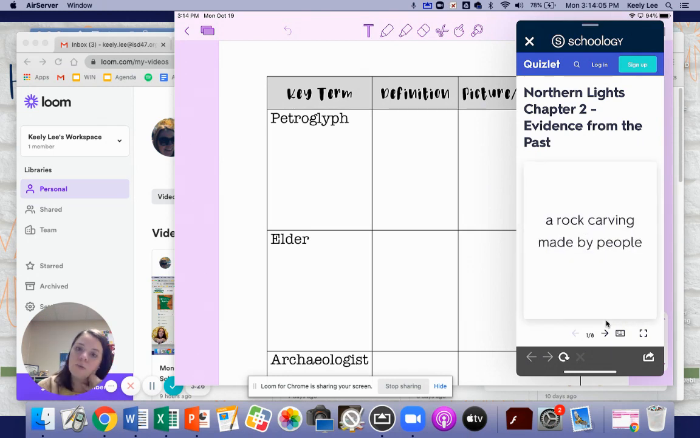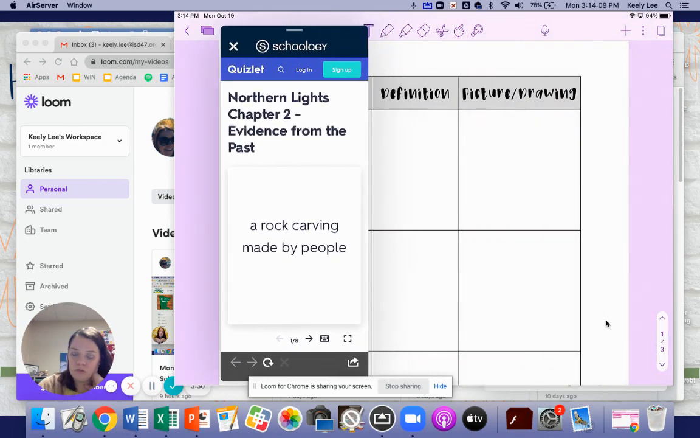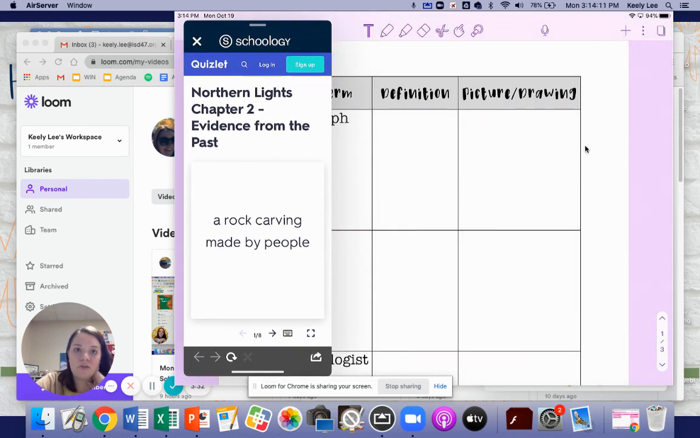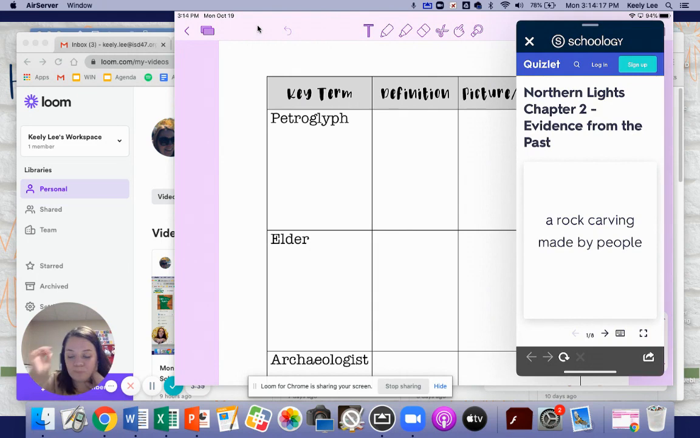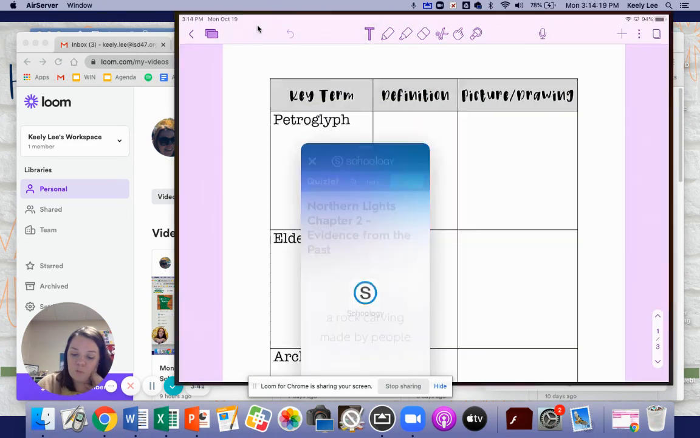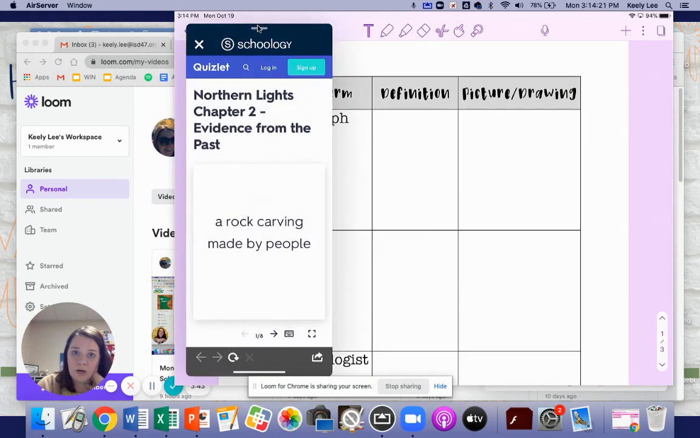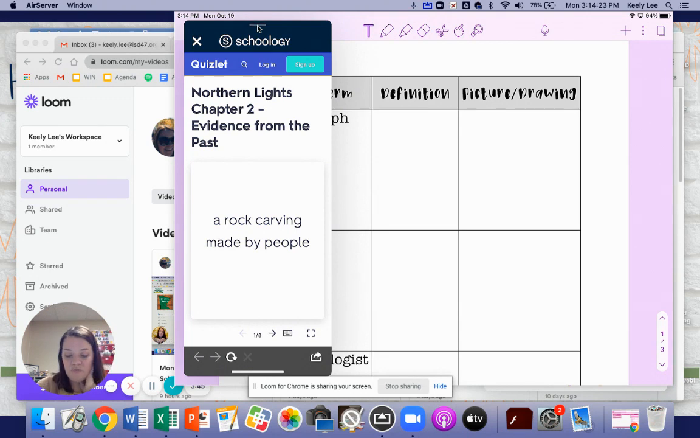The other thing I want to remind you is that you can move this window on either side. I'm just clicking and holding this little gray bar, and I can move it back and forth. You're going to need to know what word we're working on, petroglyph, but then we can move it to do the work.